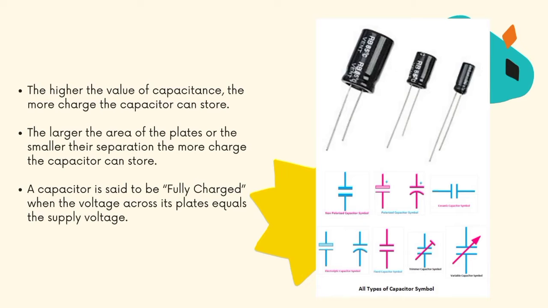The higher the value of capacitance, the more charge the capacitor can store. The larger the area of the plates, or the smaller their separation, the more charge the capacitor can store. And lastly, a capacitor is said to be fully charged when the voltage across its plates equals the supply voltage.